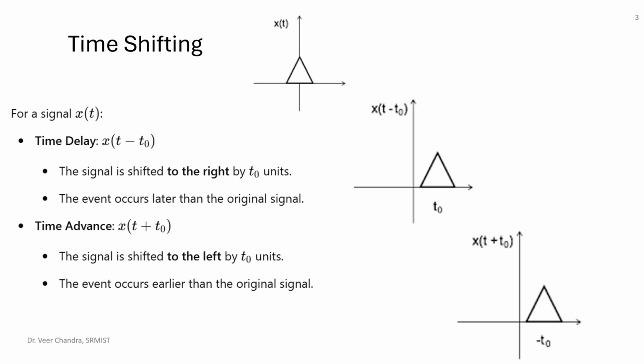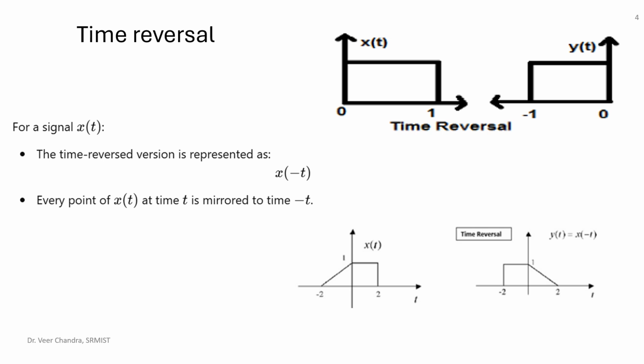Similarly, if we are shifting in the left direction, that is the negative direction, the expression will be x of t plus t naught. Here, if you make t plus t naught equal to 0, then you get t equal to minus t naught. That is why its origin will be at minus t naught. Similarly, you can shift and find the origin by simply setting the time expression equal to 0. The major thing is to find the origin of the shifted graph.